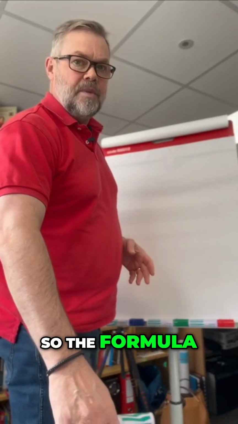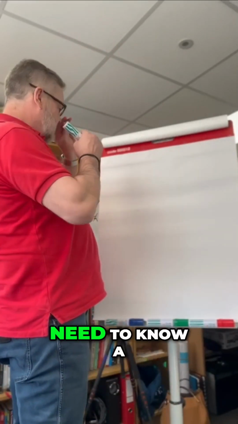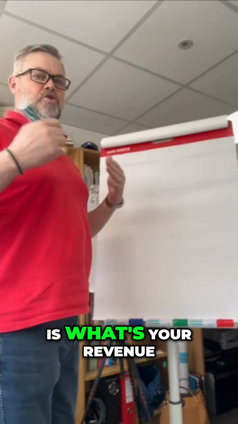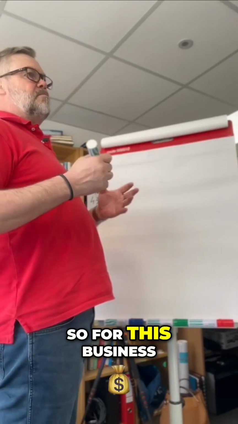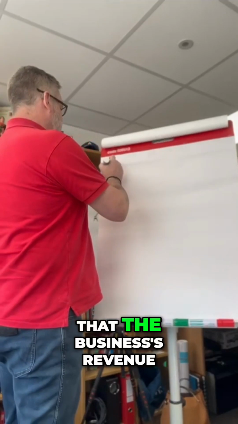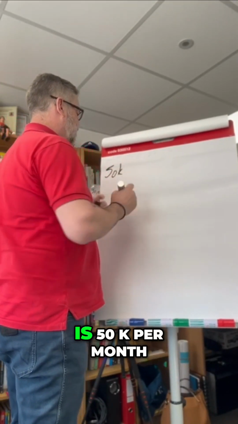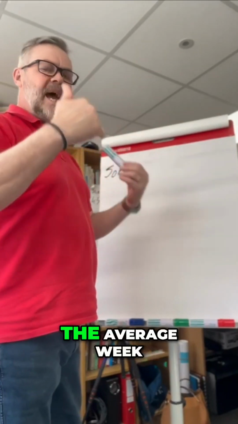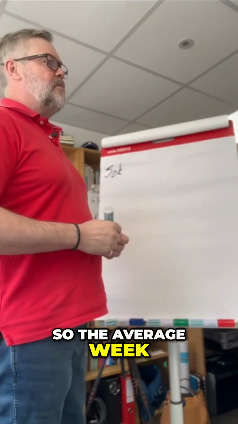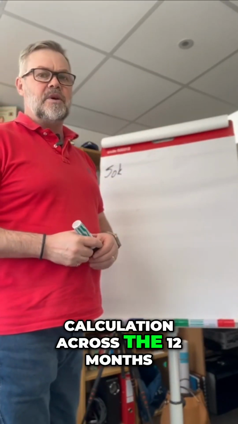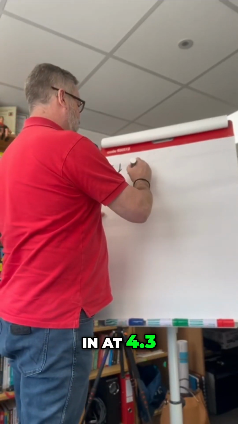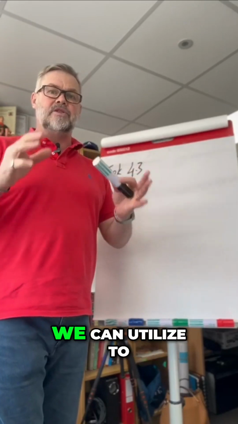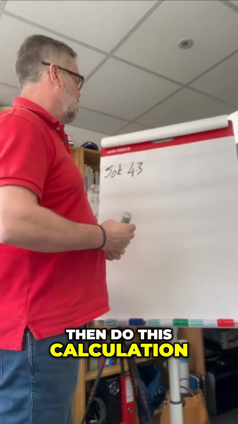So the formula we're going to talk about, you need to know a few numbers in the first instance. So the first number you need to know is what's your revenue. So for this notional business, we're going to say that the business's revenue is 50k per month. We then need to know the average week. So the average week, when you do a calculation across the 12 months, comes in at 4.3. So that's the number, and you can take that as verbatim. That's the number that we can utilize to then do this calculation.